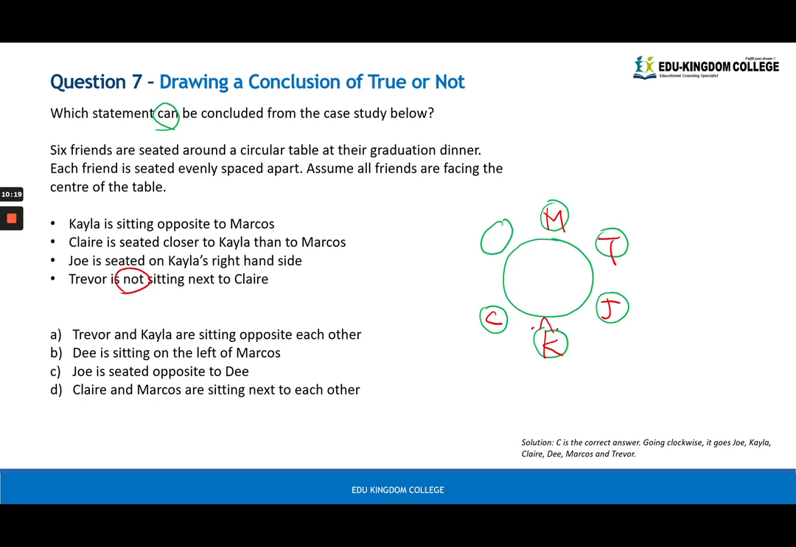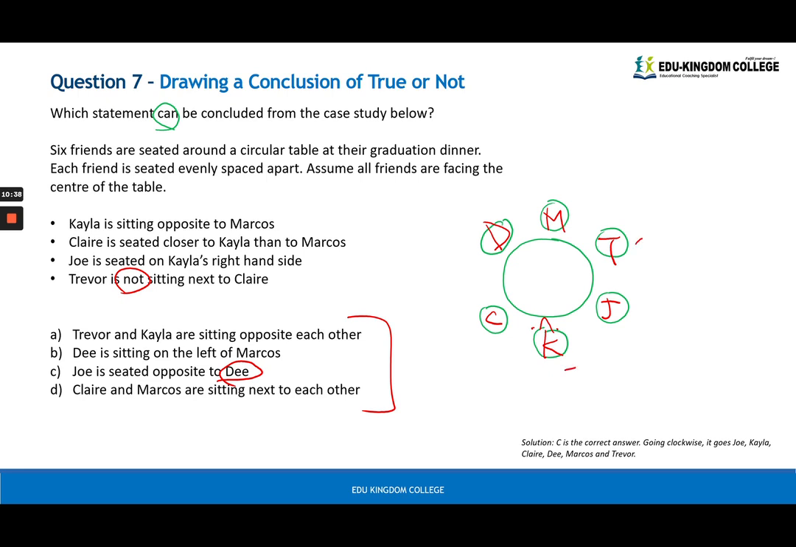And the last person, there's no name, but we can just assume. So we can assume from the answer options that it's D. Okay, so put D there. Okay, so Trevor and Kayla are sitting opposite each other. So Trevor and Kayla, no, they're not.